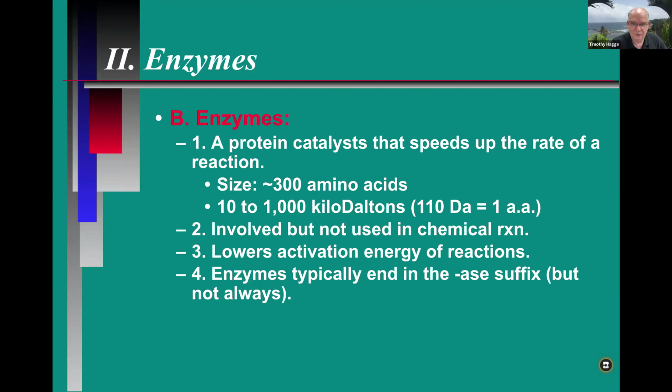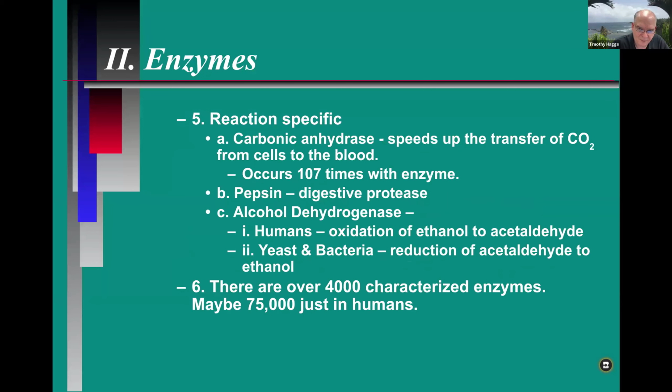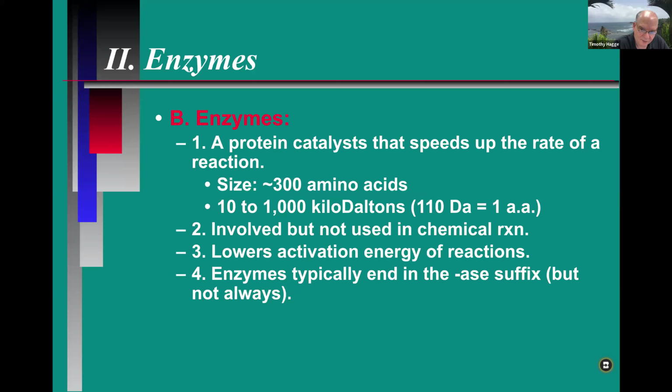So if we talk about enzymes a little more in depth here, you see that they're proteins that have a three-dimensional shape. They can contain approximately 300 amino acids, 10 to 1,000 Daltons, where 100 to 110 Daltons equals 1 amino acid. Again, notice that they are involved in the chemical reaction. They're catalyzing the reaction, but they're not used up in that. They're able to lower the amount of activation energy, or startup energy, that's needed for the reaction to occur.